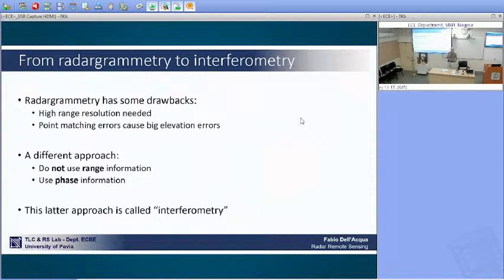Interferometry basically stands for using not the distance, but the phase information of the returning wave. Do not use range information because it will end up in crude approximations. So I would say the error of measurement will affect your results to a large extent. Use the phase information. Why do we expect it to be better?